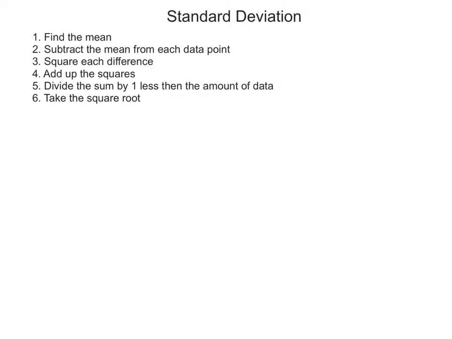And we can go through a simple set of steps that allows us to find the standard deviation. The steps are simple. The first thing we do is we find the mean, and we label the mean as x bar. Next, we subtract the mean from each data point, so that would look like x minus x bar. Then we square each difference. Add up the squares. We're going to divide the sum by 1 less than the amount of data, and then we are going to take the square root.